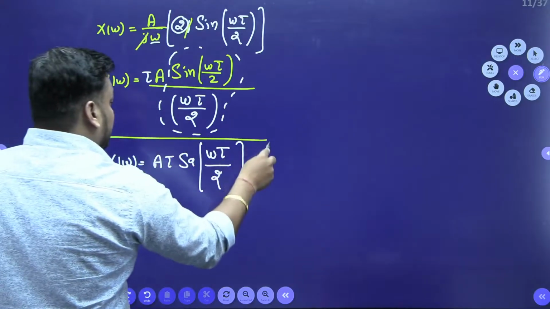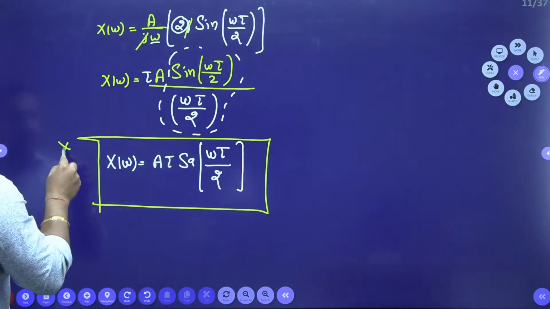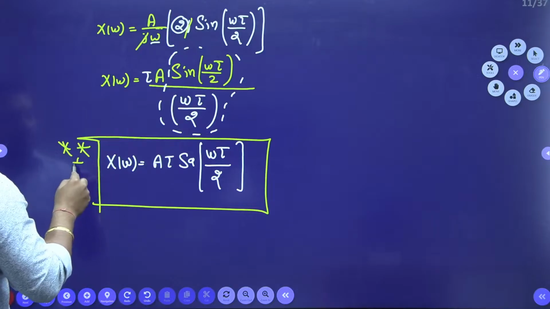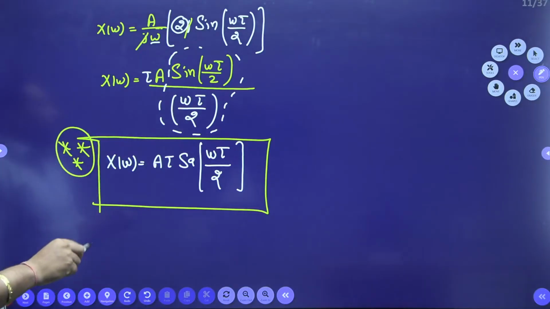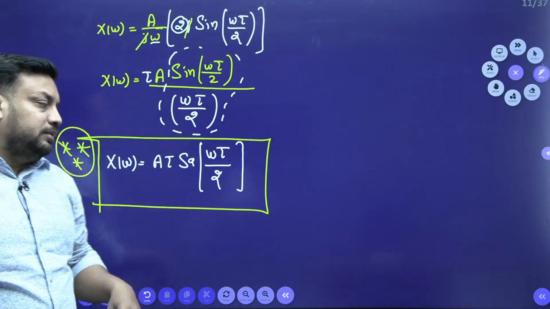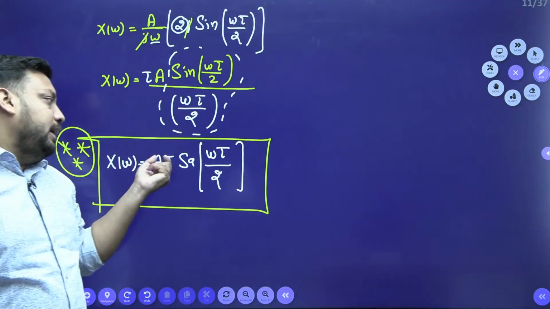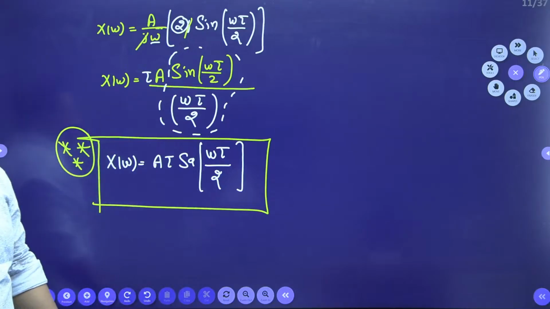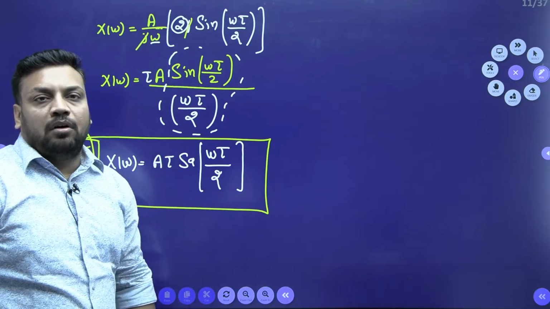So this is the final result. This is the Fourier transform of a rectangular signal. X(omega) equals A tau sampling of omega tau by 2.